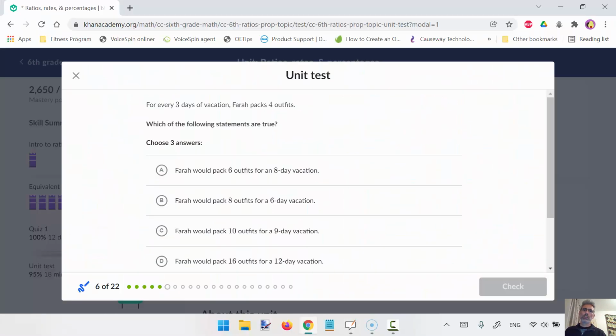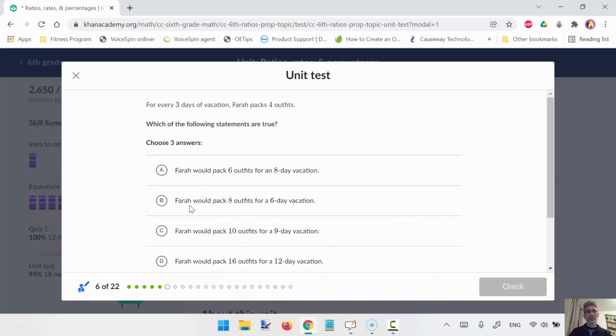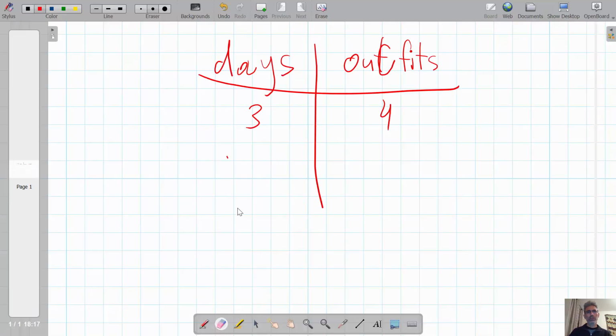6 outfits for an 8-day vacation? No, because we multiply by 1.5. So we get to 4.5, not to 8. So this option is not good. A is not correct. Farah would pack 8 outfits.